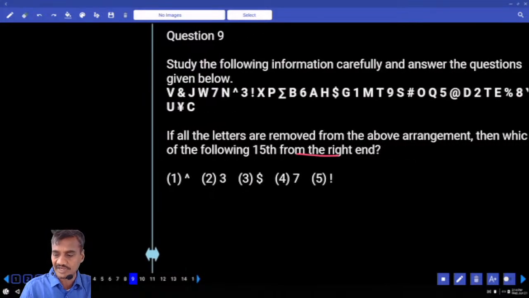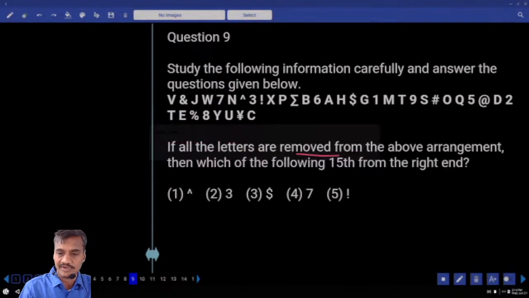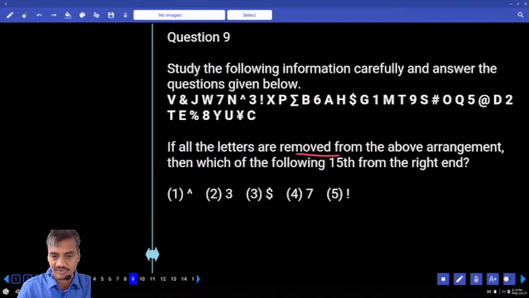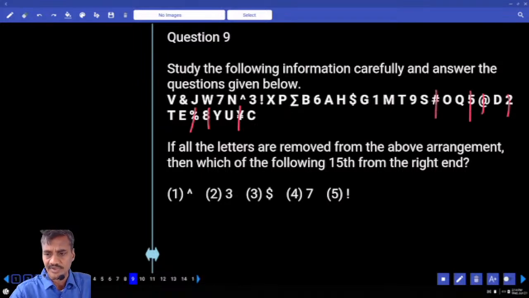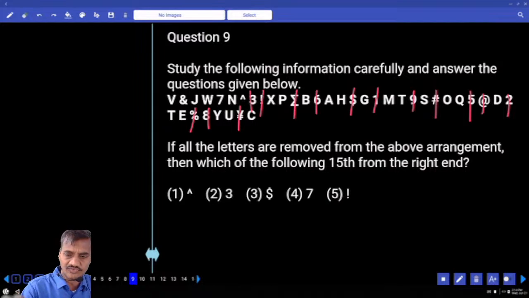Now, 15th from the right hand side without the symbols. Now, without the letters, 15th from the right hand side. Then 1, 2, 3, 4, 5, 6. Then now 7, 8, 9, 10, 11, 12, 13, 14 and 15. Now, the 15th one. Then what is your answer here?